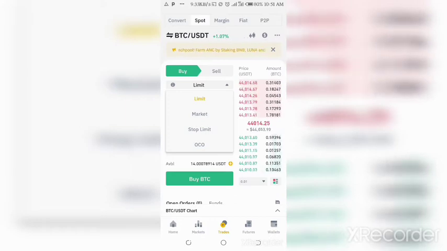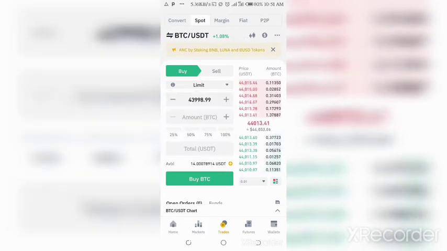So that is spot trading. Then we can proceed to margin trading.